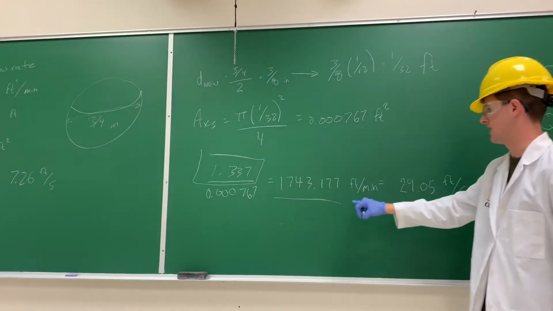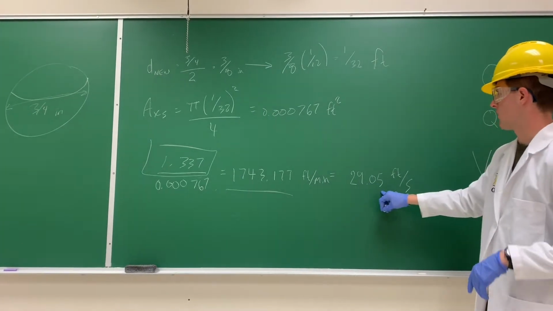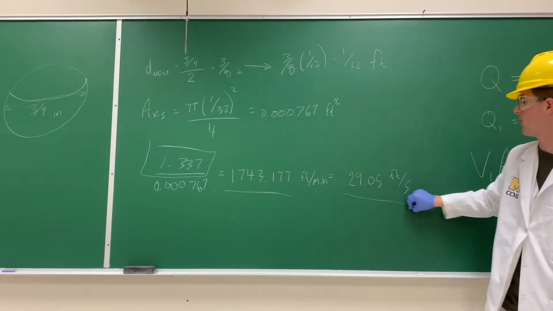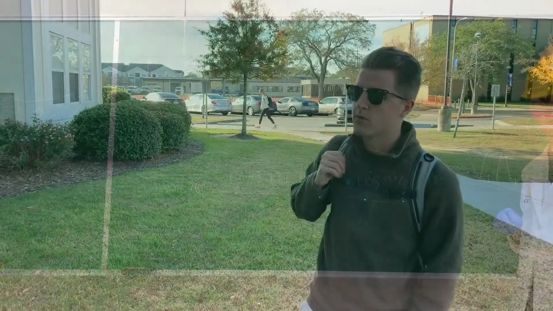Now this velocity is in feet per minute. We want it in feet per second. So we're going to divide it by 60, and we're going to come out with our new velocity, much higher, of 29 feet per second. All right, well, let's go ahead and try it.